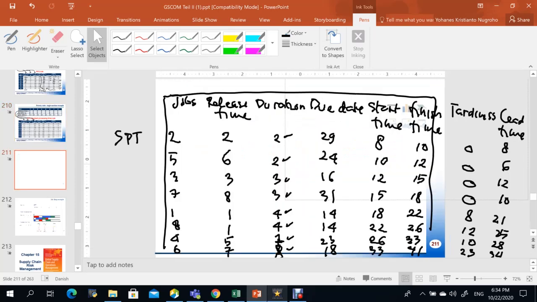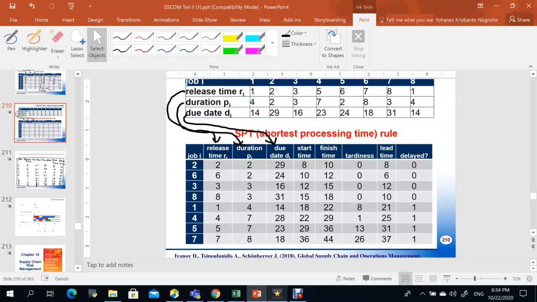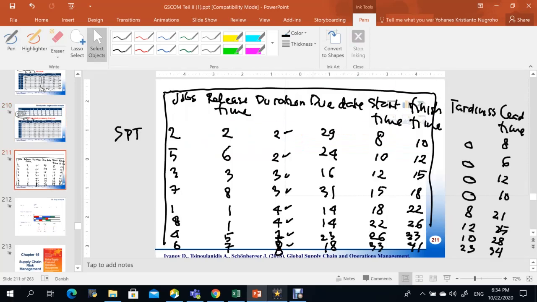And then we calculate the due date. The due date actually is taken from the upper table here, right? This is the due date. We transfer the due date also to this table. And then the start time is the same at minute 8, and the finish time for job number 2 is at minute 10.